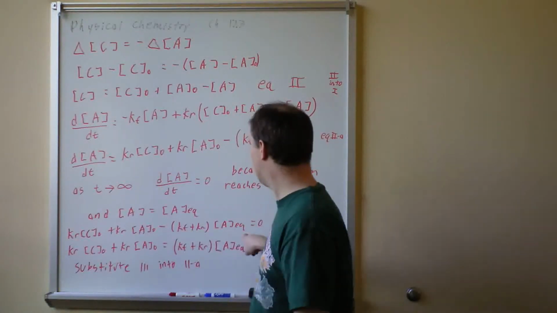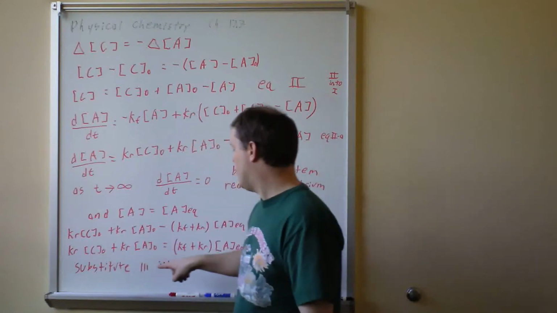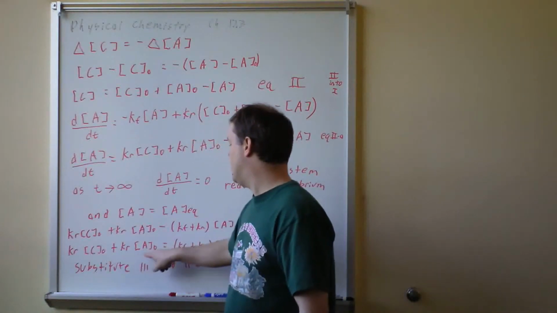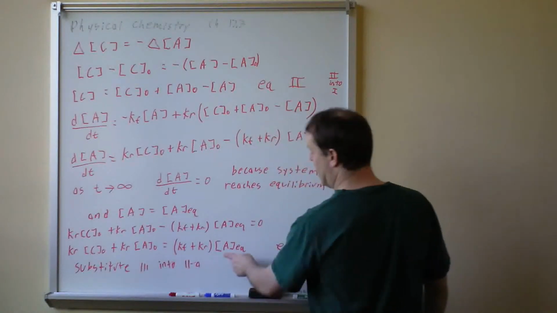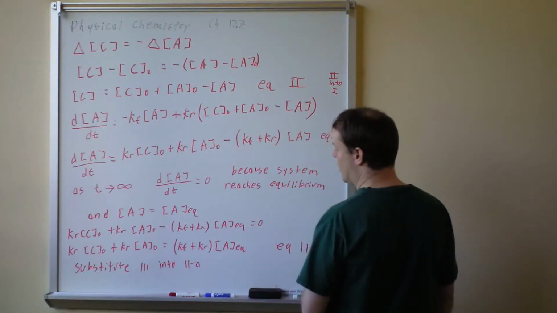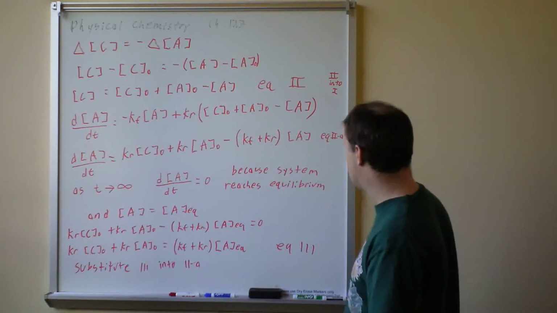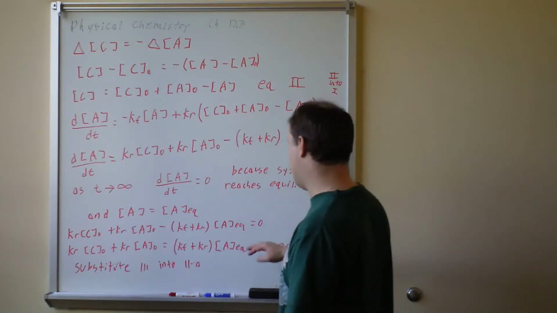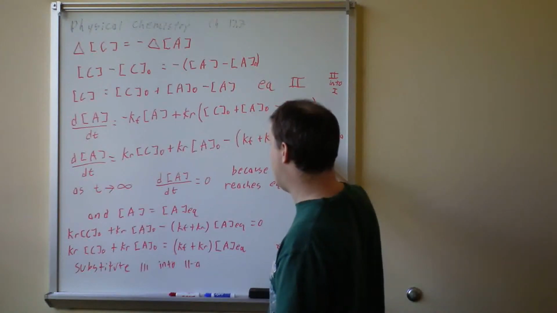Obviously, just adding this term over here, we're going to get the reverse rate constant times the initial concentration of C plus the reverse rate constant times the initial concentration of A is equal to those two rate constants added together times the equilibrium concentration of A. We're going to call this equation 3 for future reference. What we want to do then is take this equation 3 and substitute in for 2A.